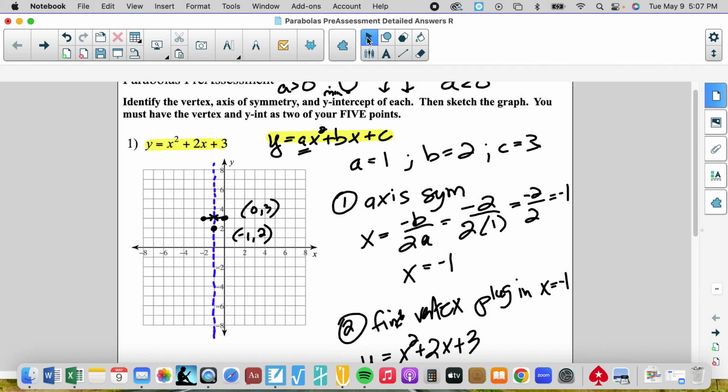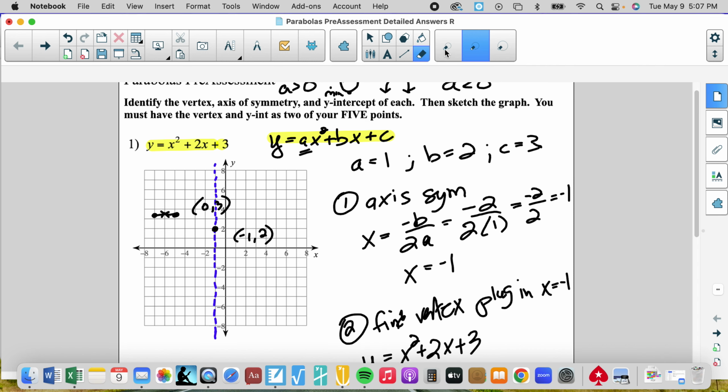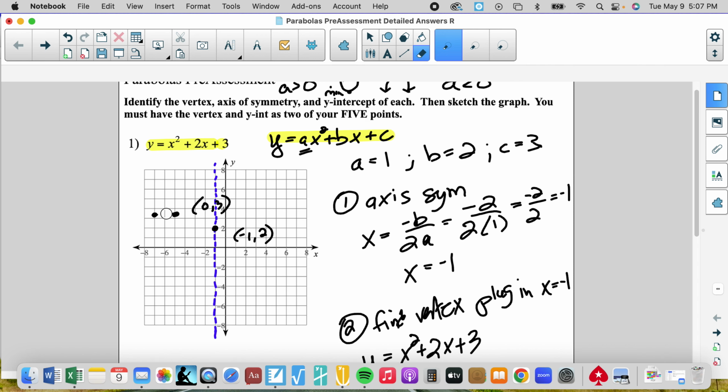Okay, so I'm going to take all this little nonsense. Ooh, I can't take all of it away. What am I going to do? I'm going to do that. And then I'm going to get my eraser out and I'm going to get that. Make that look a little bit better. And now I'm going to move it back. And now I'm going to put my points.